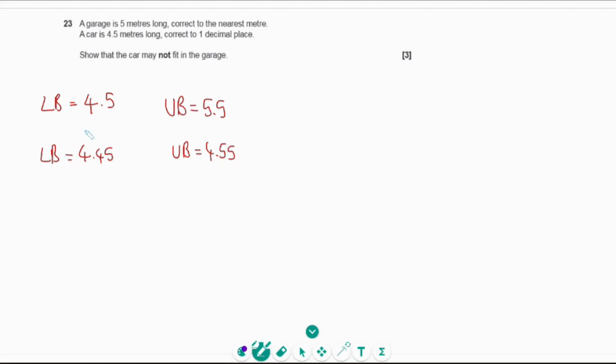So if the garage is at the lower bound, this garage is 4.5 metres, and the car is at its upper bound, the car may not fit.